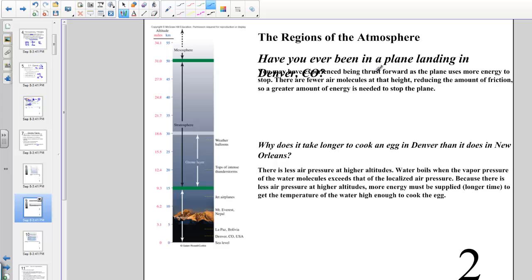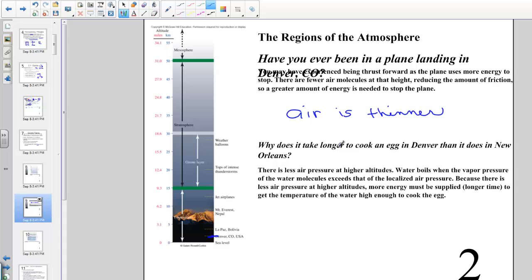So the regions of the atmosphere: have you ever been in a plane landing in Denver, Colorado? You notice that Denver, Colorado is a mile high. The air is thinner. You see the thrust forward as the plane uses more energy to stop. There are fewer air molecules at that height, reducing the amount of friction, so a greater amount of energy is needed to stop the plane. So the air is thinner, less dense, with fewer molecules hitting you in Denver than if you were landing at sea level, where there are more molecules, more air pressure pushing against the plane, and it would actually stop sooner.